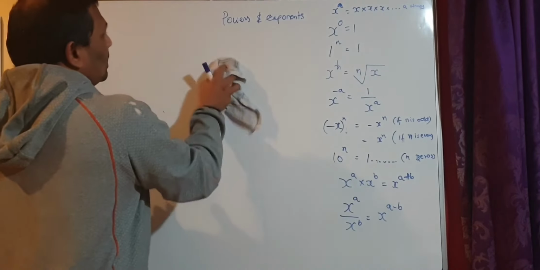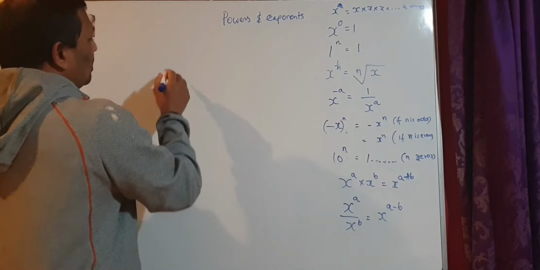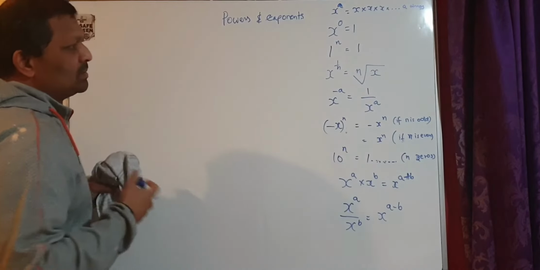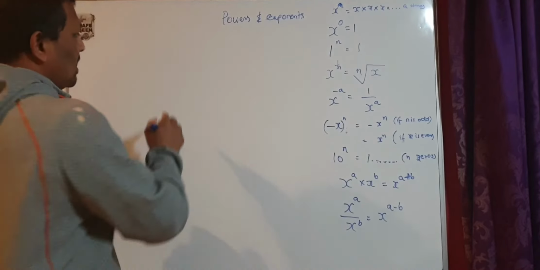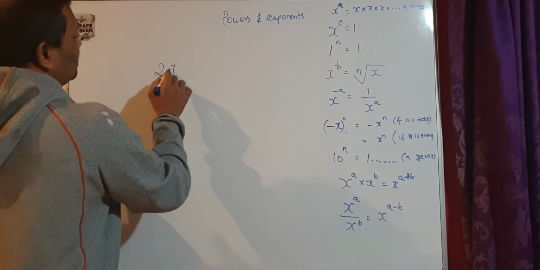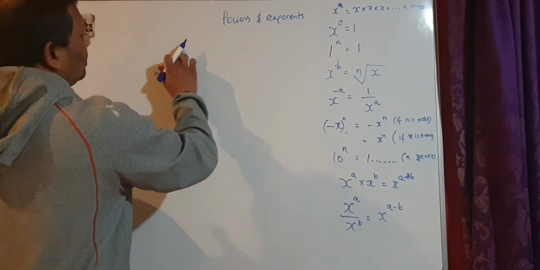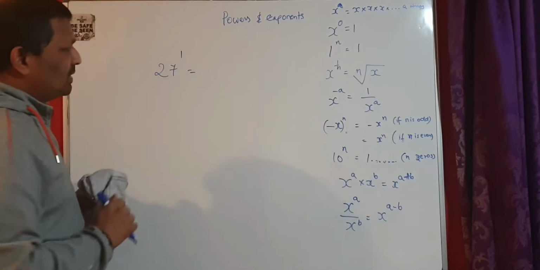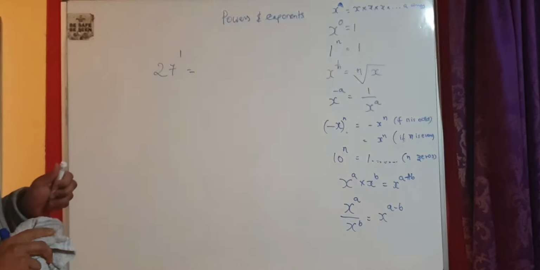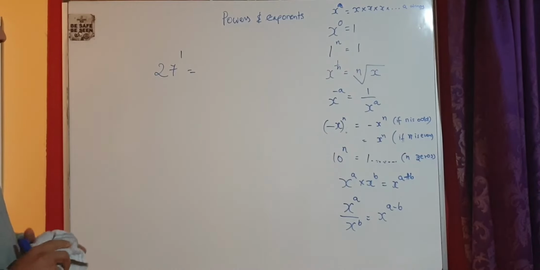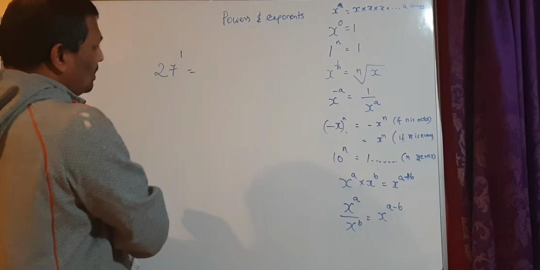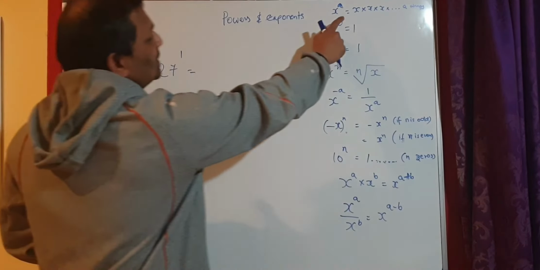Okay. For example, I'm also giving some more examples and you try to find out the value of this one. So for example, I say 27 to the power of 1. What is the value of this one? So of course I did not mention anywhere here, but any number that is raised to the power of 1, which means you should apply this one.